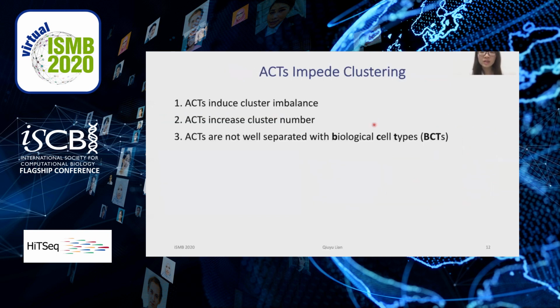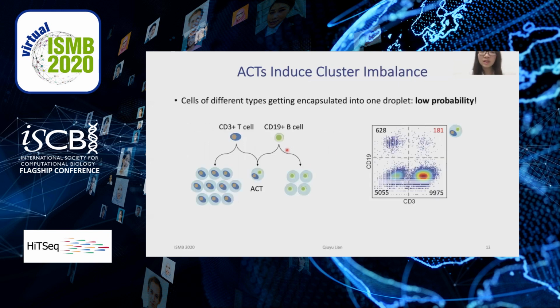ACTs will impede clustering. Artificial cell types will cause three major challenges to clustering methods. Firstly, ACTs will induce cluster imbalance. The probability of cells being encapsulated into one droplet is low. As a result, the artificial cell type composes a small proportion compared to the whole dataset. As we'll explain later, cluster imbalance will impede the convergence of clustering algorithms.